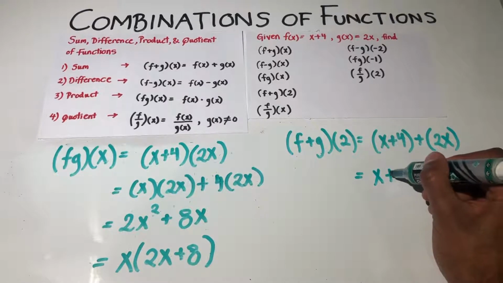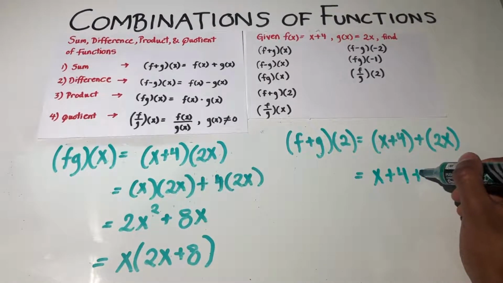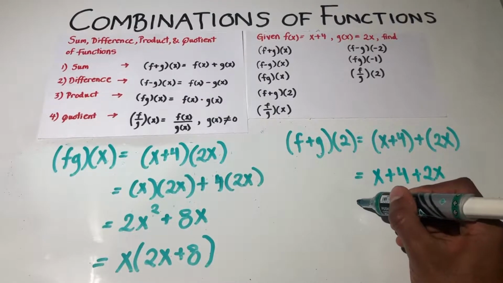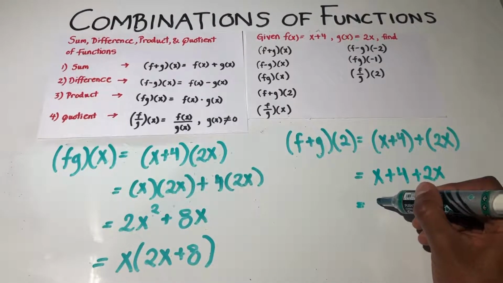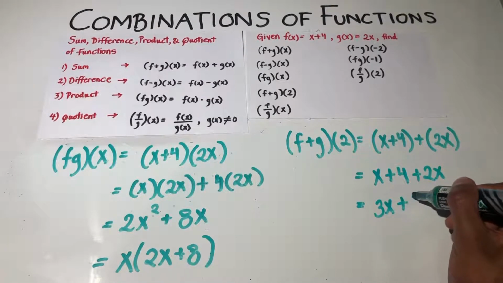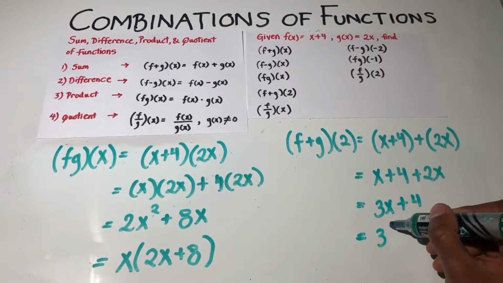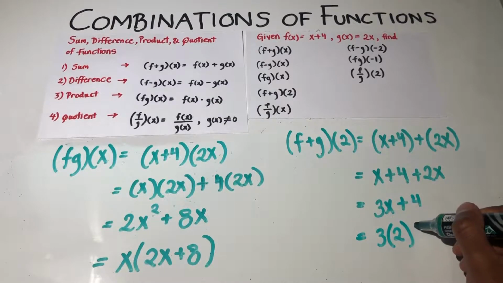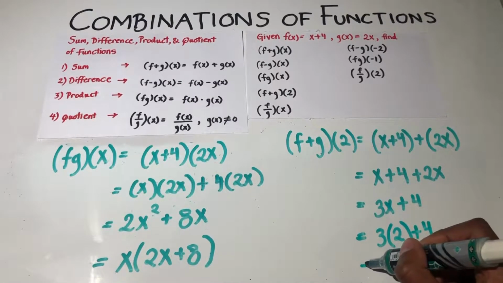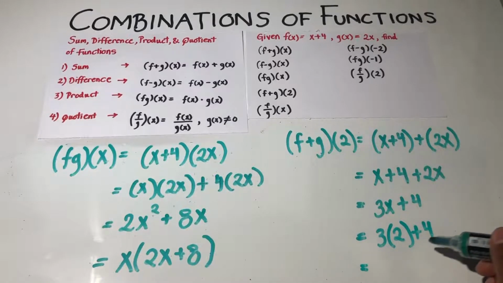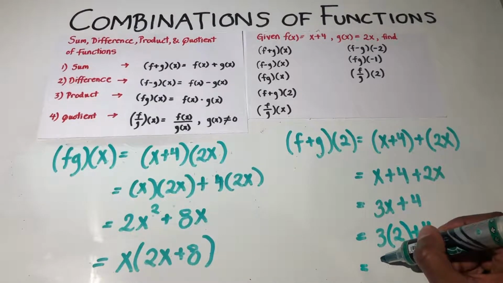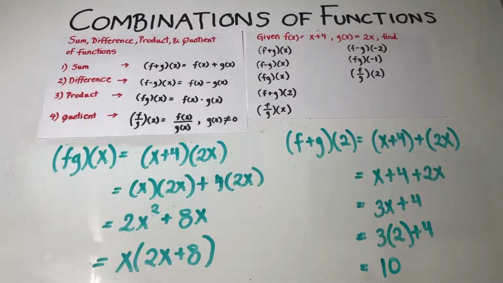We have x plus 4 plus 2x. If you simplify further, we have 3x plus 4. And then when you substitute 2 in, we're going to get 3 times 2 plus 4. 3 times 2 is 6. 6 plus 4 is just 10. So that's our answer.